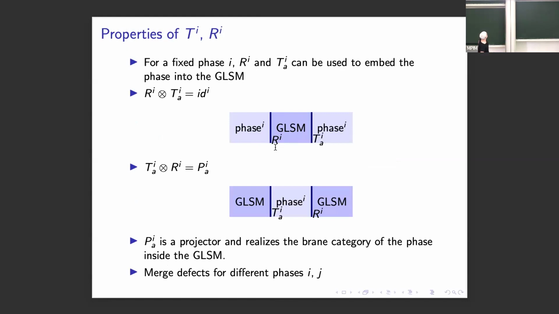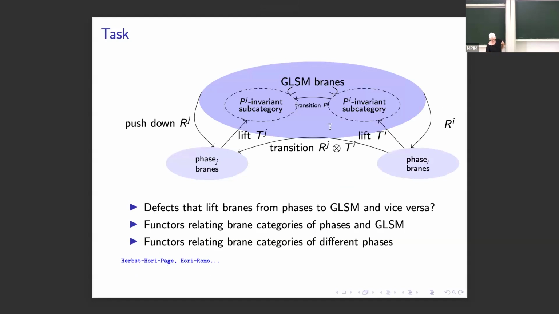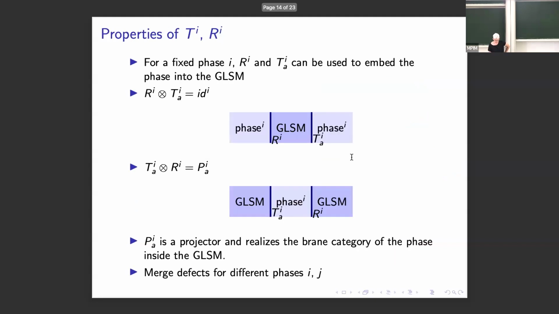So we want to find for each phase a defect that lifts the phase to the gauge linear sigma model, and that also semi-inverts this. So we want to find these defects T and R for each phase, such that they fuse to the identity, and therefore we get the projectors in the other direction. And this projector realizes the brane category in the GLSM. So I lift the phases to the GLSM and they are lifted to some image in the set of GLSM branes that is specified as the image of some projector that we construct. Okay.